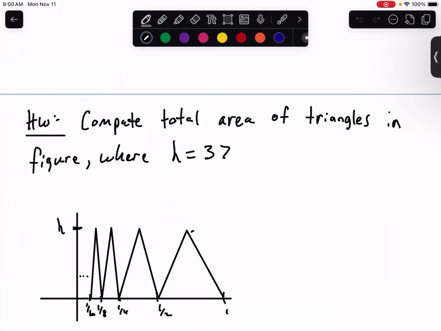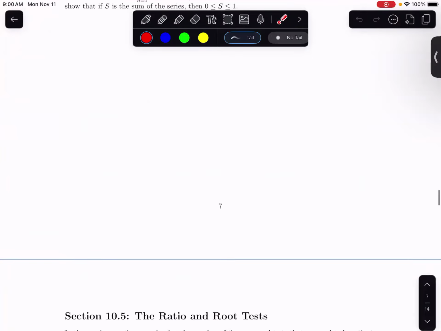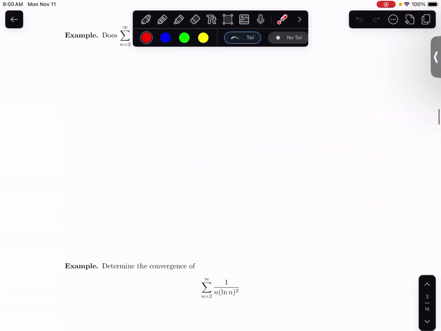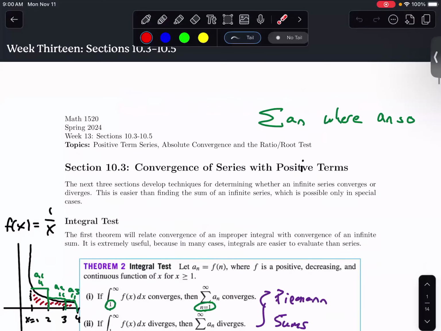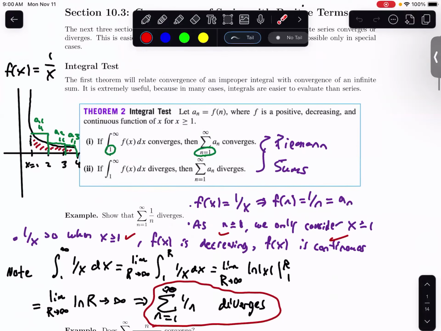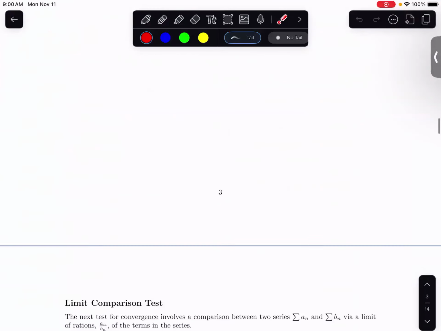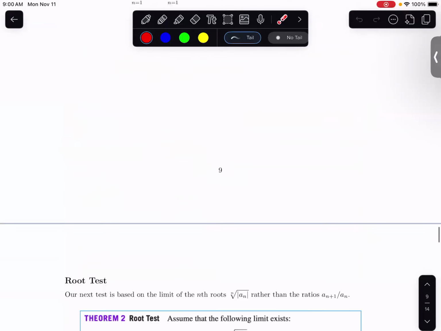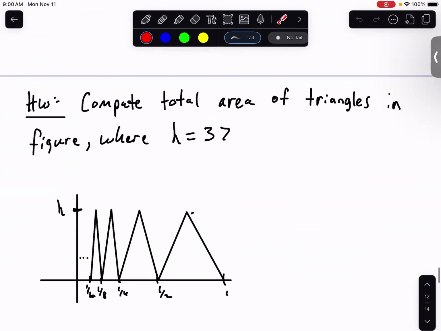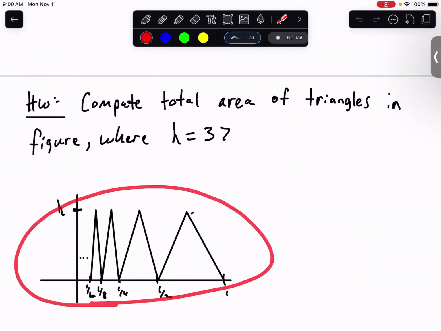Okay, so before going into the new stuff today, we're continuing section 10.3. I wanted to go over some of the homework problems. So there's two homework problems I wanted to go over. It's kind of like this weird triangle problem where it wants you to find the sum of all these triangles, or I should say the sum of all the areas of the triangles.